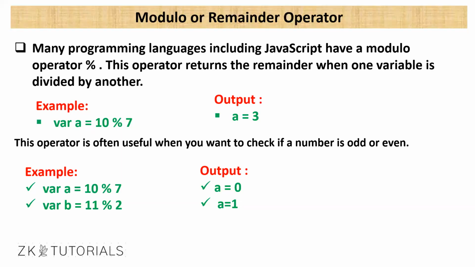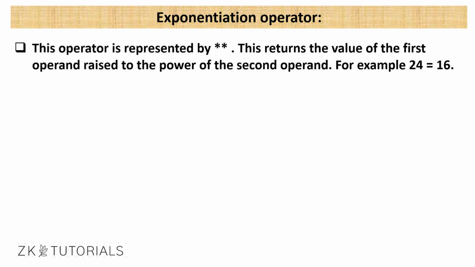So let's move forward. Now we have another operator whose name is the exponential operator. So what is the exponential operator? Basically this operator is represented by a double multiply sign. What does it mean? This operator returns the value of the first operand raised to the power of the second operand. For example, 2 ** 4.